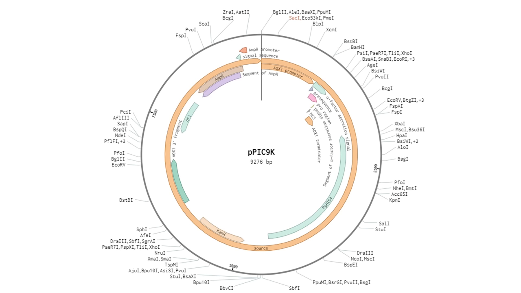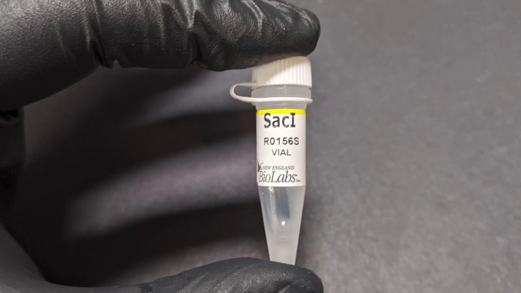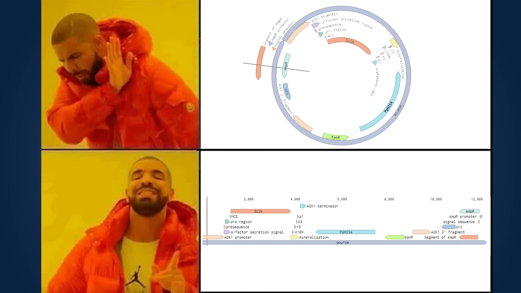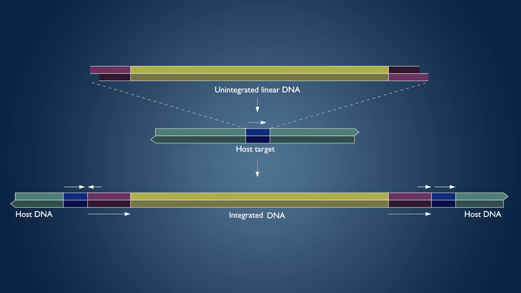Also, unlike the last video, PPIC9K has to be linearized using a restriction enzyme before you do the transformation protocol. Basically, this means no rings of DNA allowed, lines only. This is because of the integration functionality I mentioned before. It uses something called homologous recombination to insert itself into the genome of the yeast. The short version of how this works is we're essentially hijacking the yeast DNA repair mechanism to trick it into putting our custom DNA into its genome.